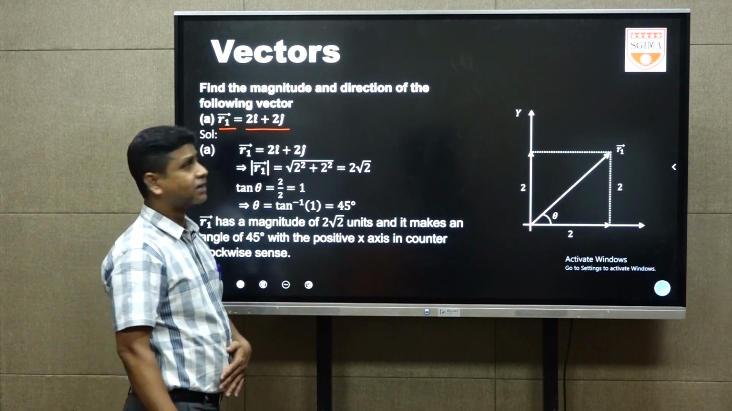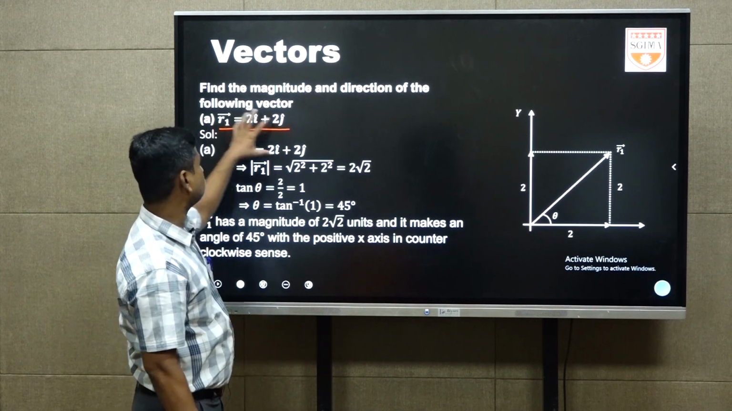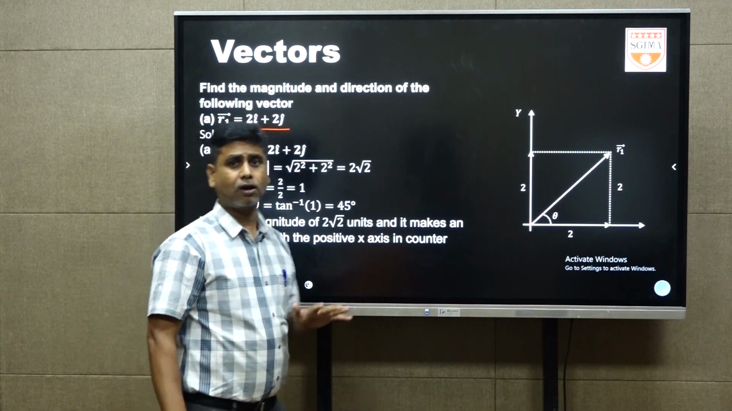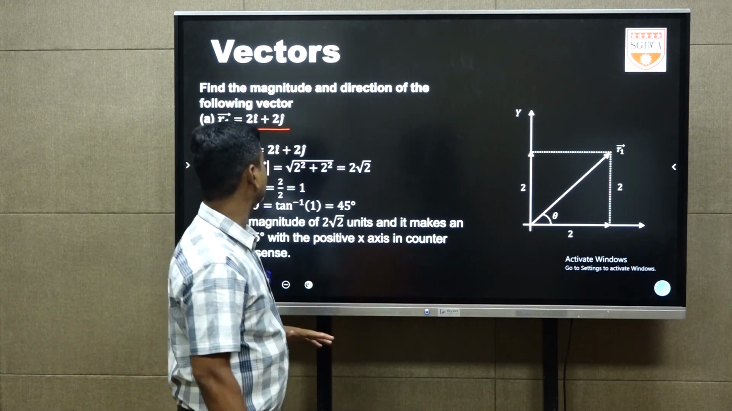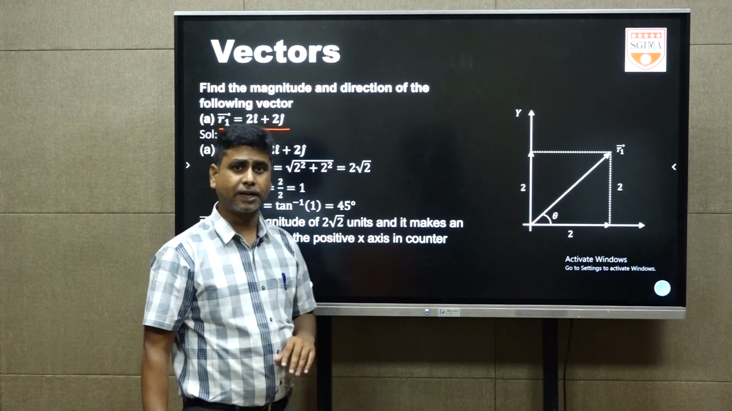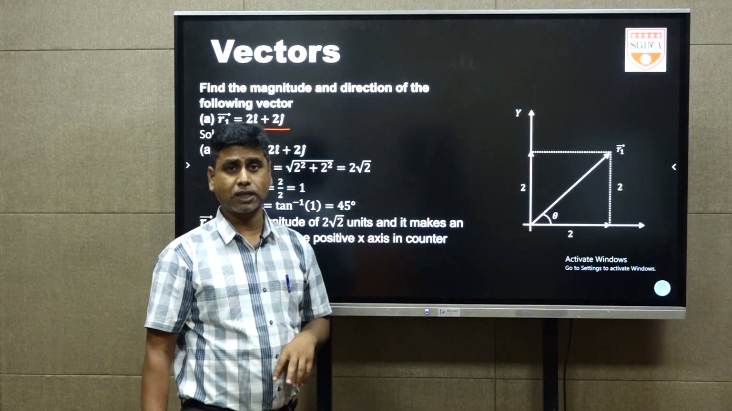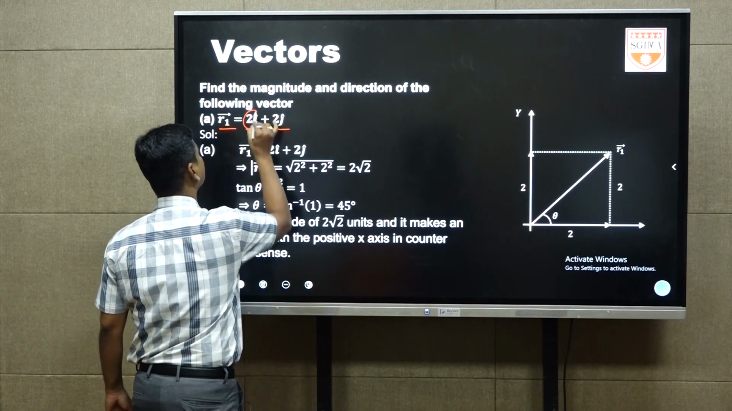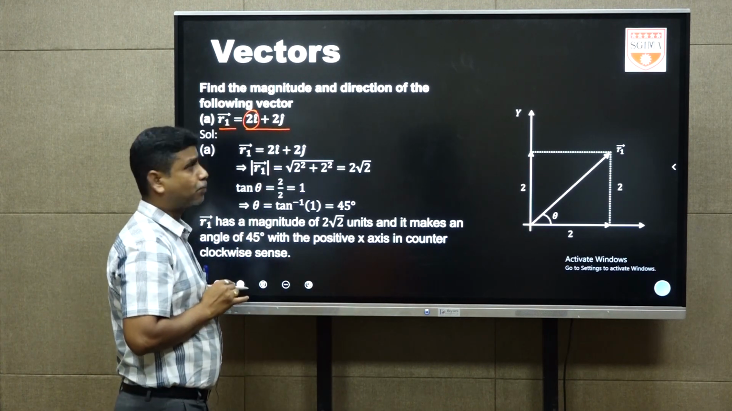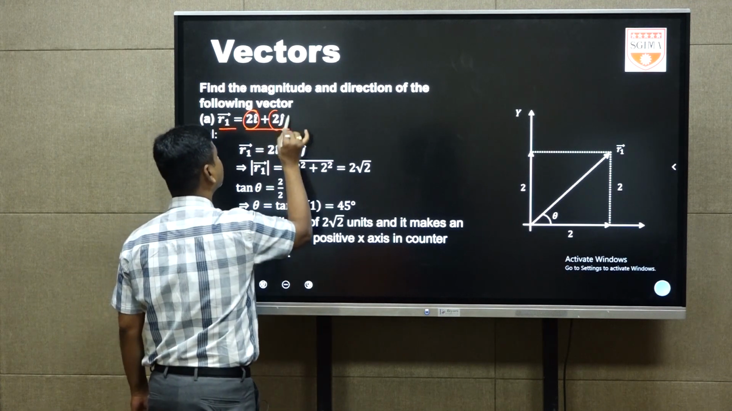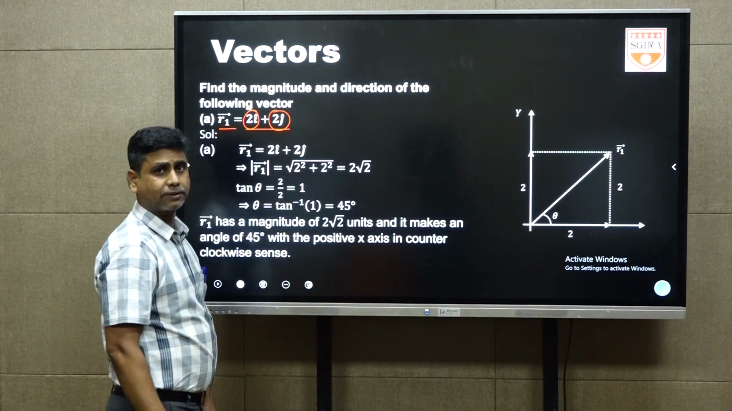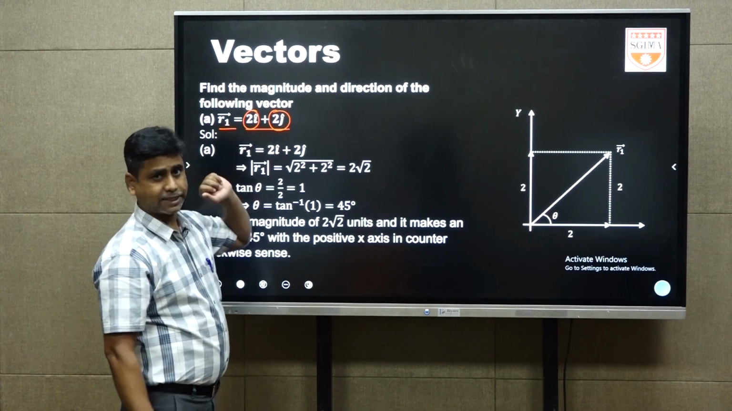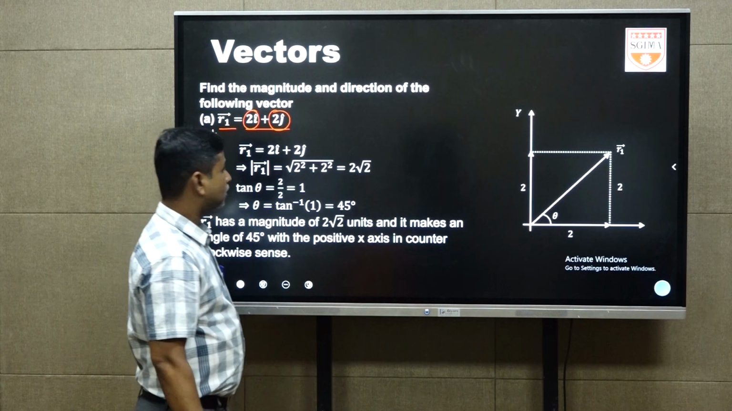Two rectangular components are given in the vector. It is resolved. But they are asking how to find the magnitude and how to find the direction. Direction and magnitude both are asked, and we will see how to calculate them. The i component acts along the x direction, and the j component acts along the y direction.